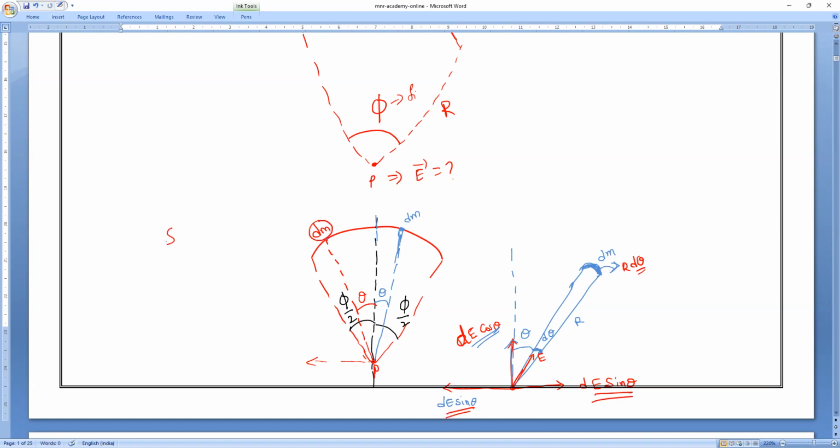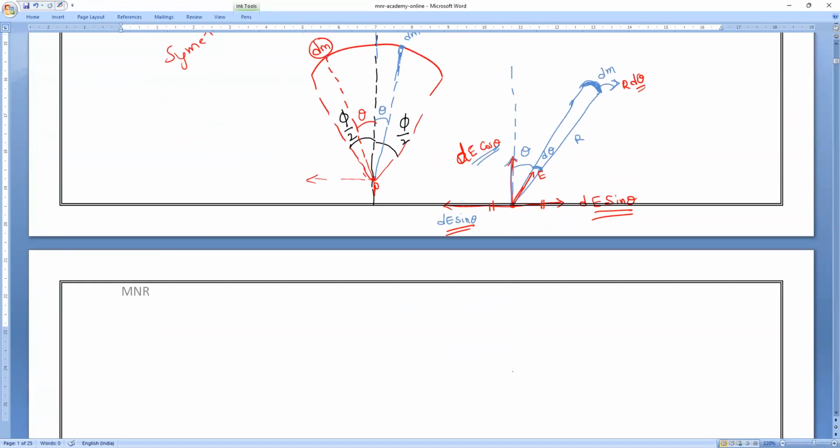If I take the symmetrically opposite side, both dE sin theta components are equal and opposite, so they will be cancelled out. It will be negligible. So what is exerting? Only the upward component is exerting. So that is for one. Now I want the net gravitational field. So what will happen? Integration of dE cos theta. Will you all agree with me? Till here, anybody having any doubt, you can ask me.